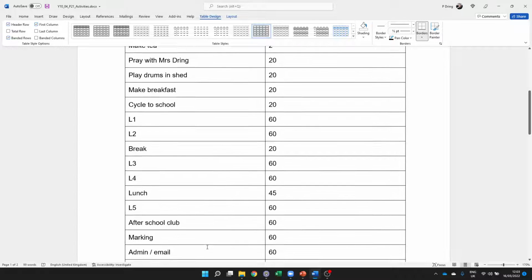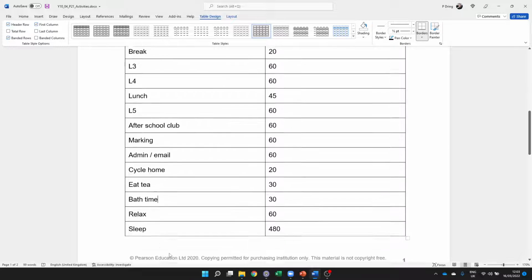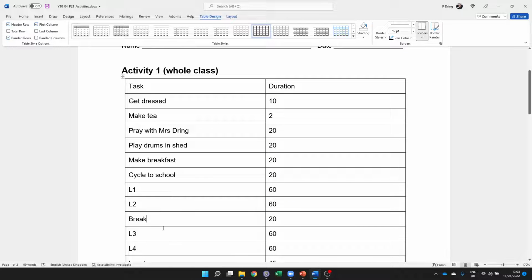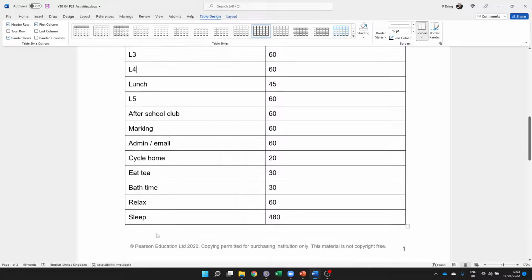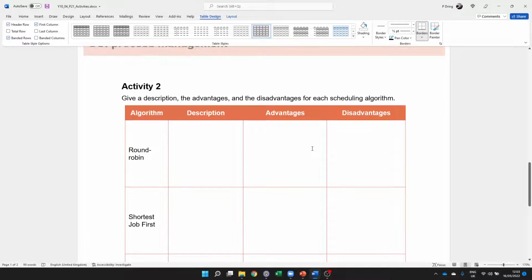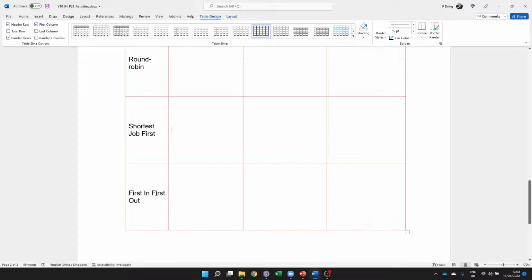And then I'm going to have a break. And then I'm going to cycle home again. Then I'm going to eat my tea and do bath time with the boys. And only then am I going to bother with lesson 1, 2, 3, 4, 5, do my marking, and then I can sleep at the end of the day. So that's what shortest job first means. You sort your list, and you get the shortest one done first.